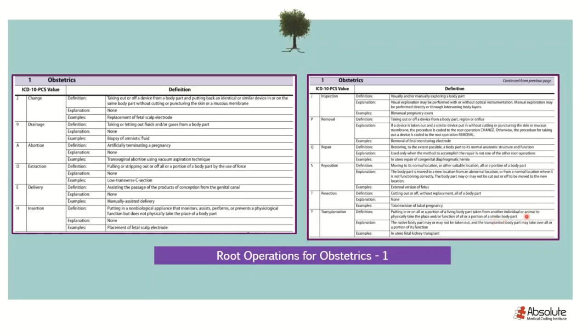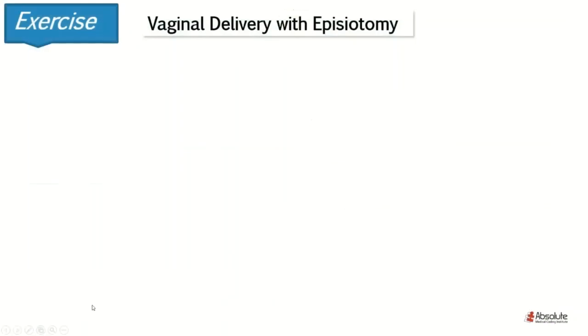Okay, coders, so these are your root operations for obstetrics, and your first value, the section, is 1. And remember, we're coding products of conception. And products of conception, any tissue caused by or related to the pregnancy. All right, coders, I think you are ready. So let's get started and let's code for the delivery.